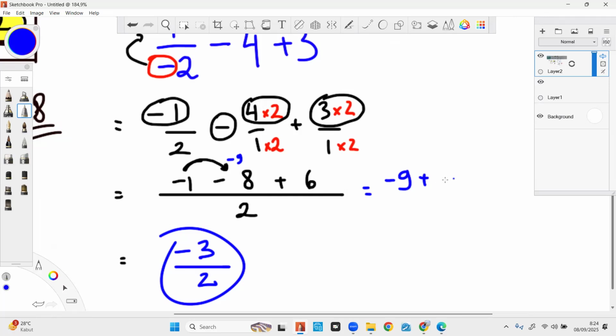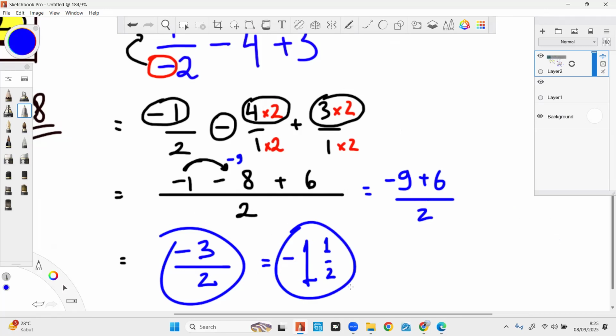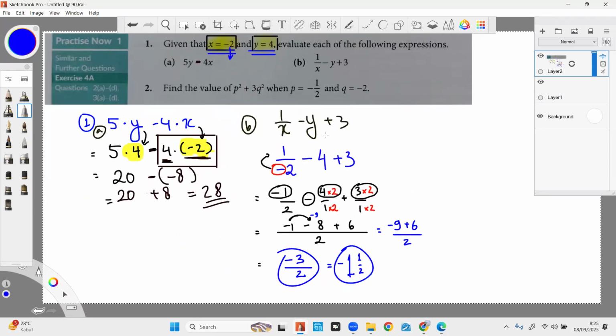I skipped this part, guys. If you want to do this, no problem. The blue color on the right side is optional. Okay? You can just do directly from left to right. First come, first serve. Or if you want to change into a mixed fraction, negative 1, 1 out of 2. Okay? I think that's all good. Now we do the harder question, number 2.